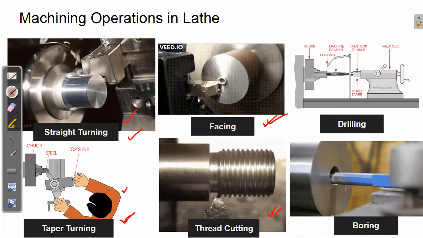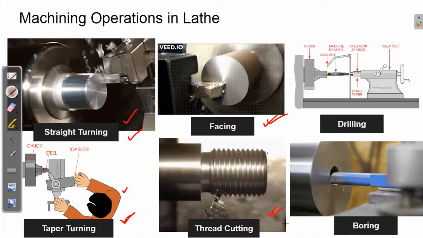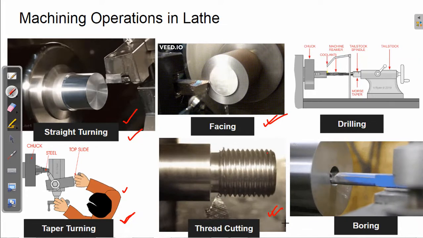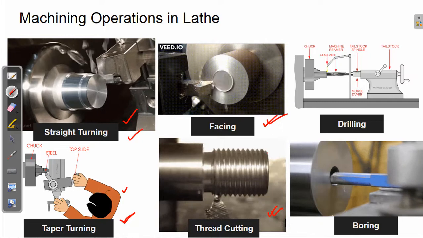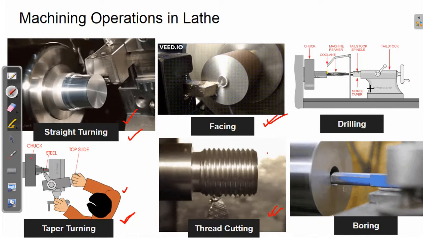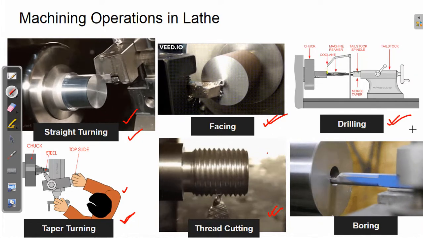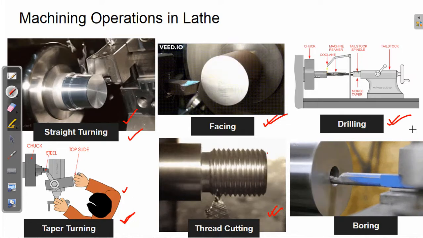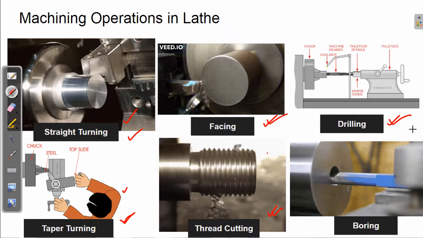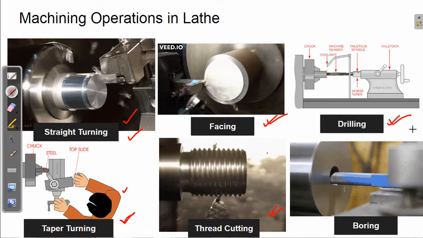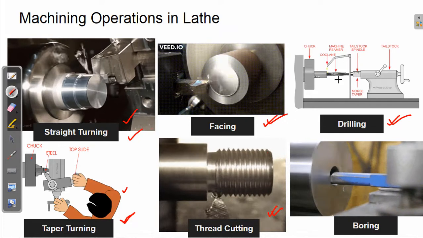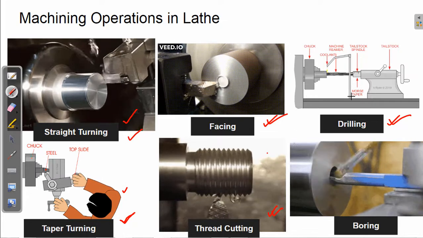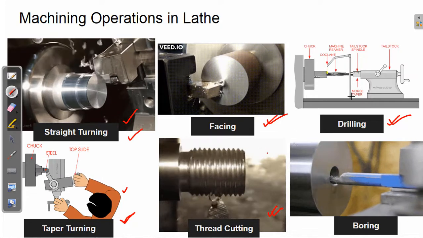Now here in this picture you can see it's a thread cutting operation, and a helical groove is cut, which is basically called the thread, and that operation can be done on lathe. Now here you can see a drilling operation. The drilling operation is basically a hole making operation. If you want to cut a hole, then with the help of this particular kind of cutting tool, which is called the drill bit, the process is called the drilling operation, and this also can be done in lathe.